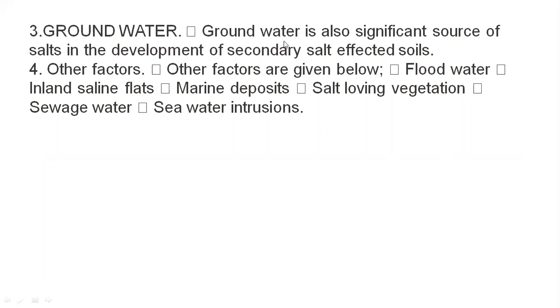Groundwater is a significant source of salt in the development of secondary salt affected soils, and other factors are flood water, inland soil, saline flats, marine deposits, salt loving vegetation, sewage water, and seawater intrusion. These are all other reasons for salinity in our region.